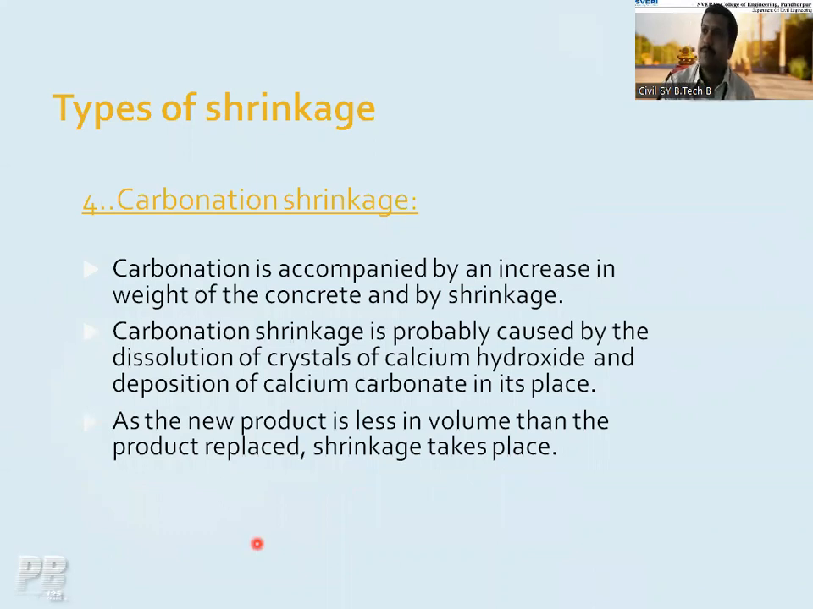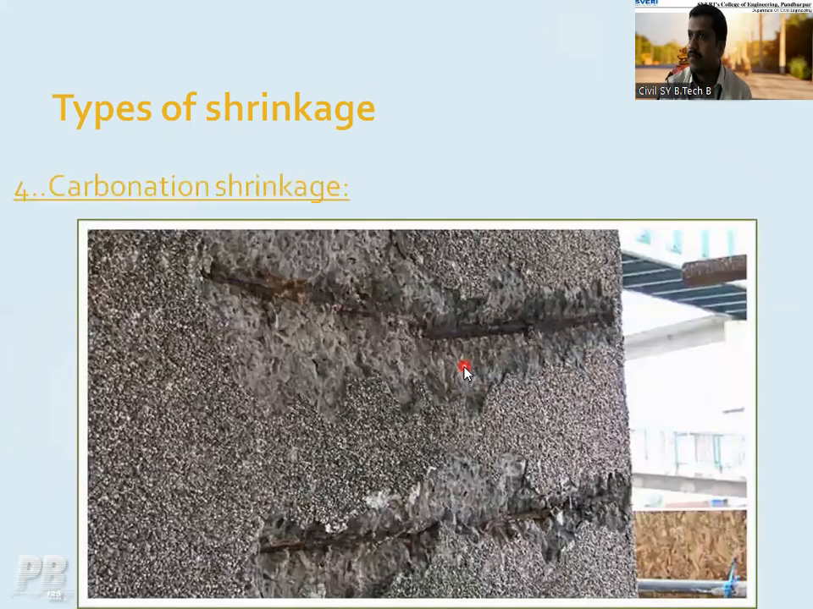Now carbonation is accompanied by an increase in the weight of the concrete and by the shrinkage. Okay. Carbonation shrinkage is probably caused by the dissolution of the crystals of calcium hydroxide and deposition of calcium carbonate in its place. As this new product is less in volume, when it replaces the old one, the shrinkage takes place. Here you can see some carbonation shrinkage is there.